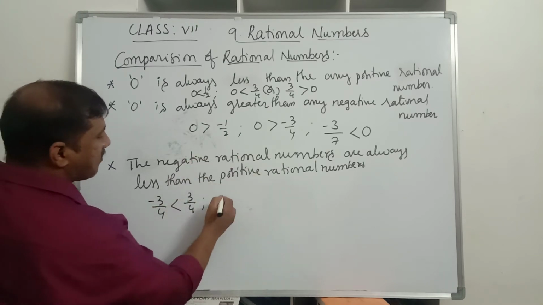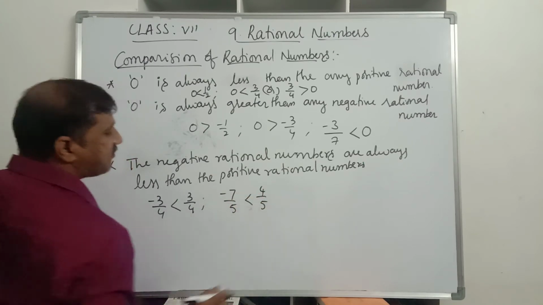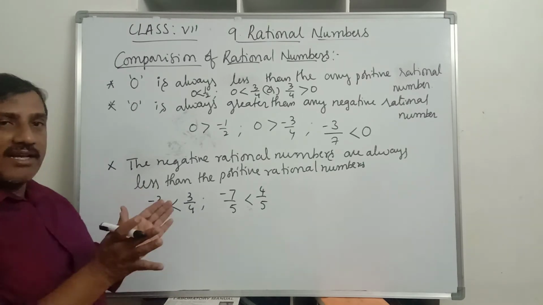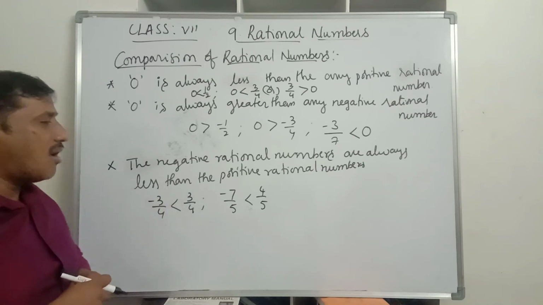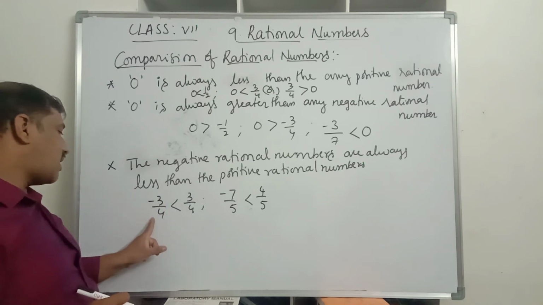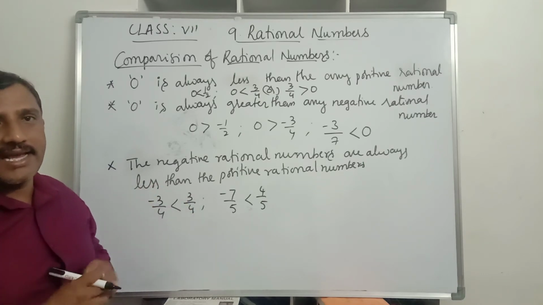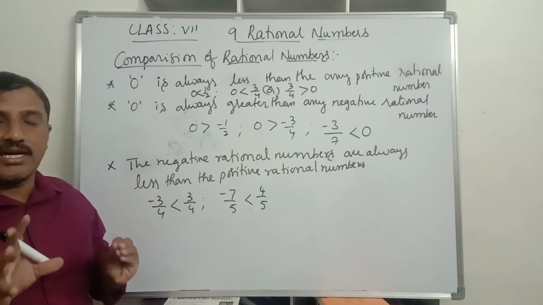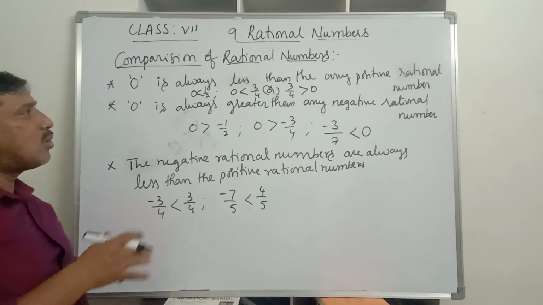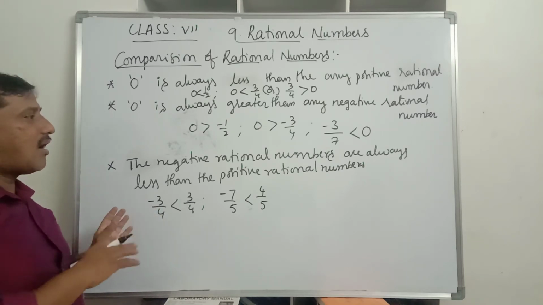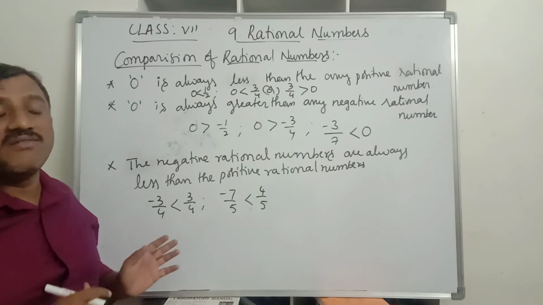You can take one more example. Minus 7 by 5 is always less than 4 by 5. So it means that the negative rational numbers are always smaller than the positive rational numbers. Here with one negative and one positive rational number, we will compare very easily. Now we will study how to compare two positive rational numbers or two negative rational numbers by using the concept of fractions.